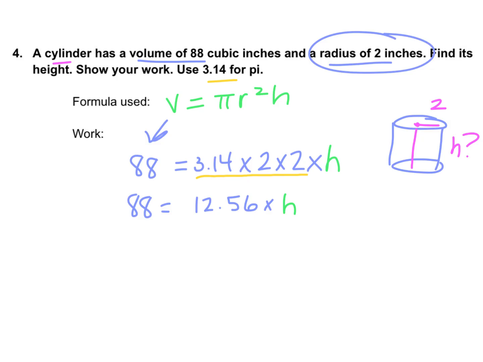Now I need to get h by itself. I'm going to isolate that variable. Since this is multiplication, to isolate the variable, I'm going to divide both sides by 12.56 to get h by itself. So this is equation solving that we had done in the previous chapter. So now that gives me the h by itself.